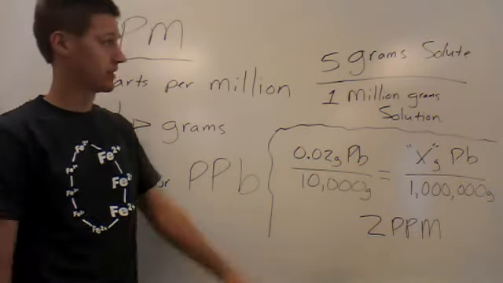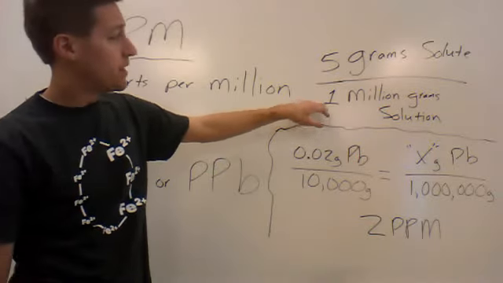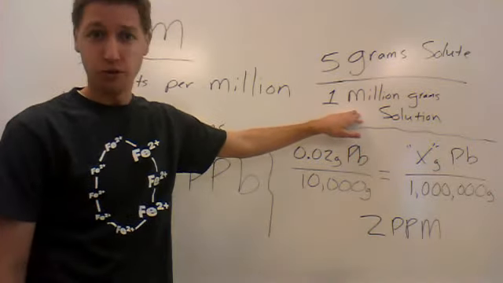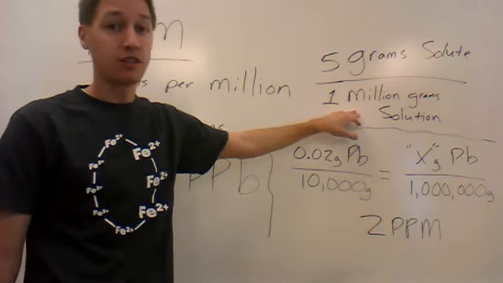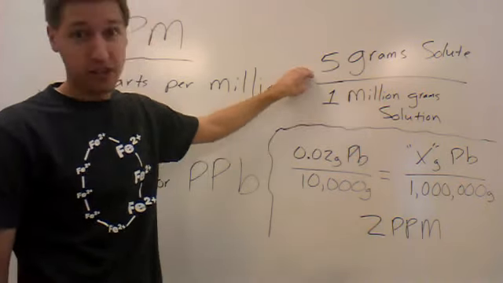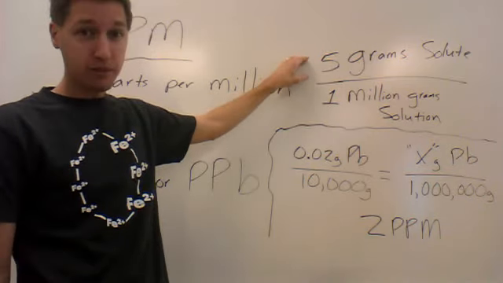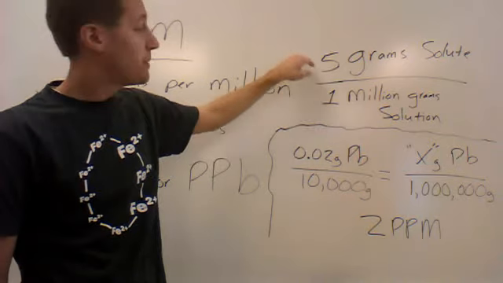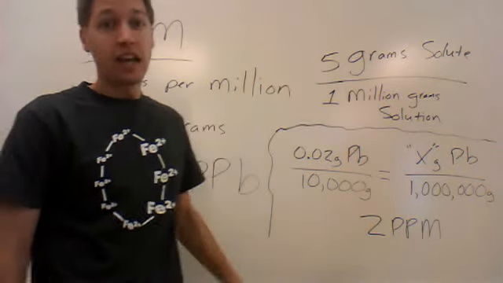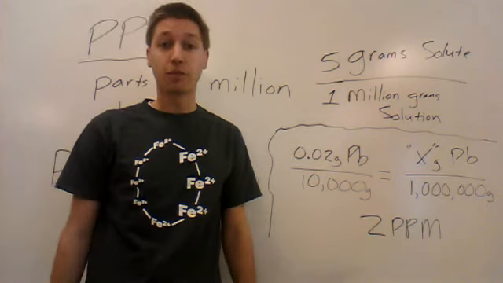So how do we measure these things? The idea is basically, if you had 1 million grams of solution, which would be approximately like 1,000 liters of water, how much of the stuff is inside there in grams? So if you had 5 grams of a solute inside of 1 million grams of solution, that'd be 5 parts per million. If you ever had to solve a problem, you have to use the proportion.